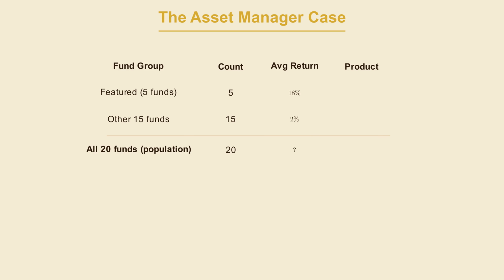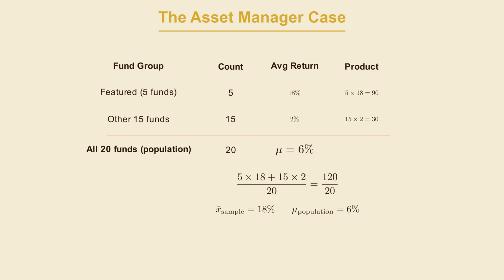She calculates the average annual returns across all 20 funds. That's the full population. The 5 featured funds average 18%, but the other 15 average just 2%. Working through it, 5 times 18 plus 15 times 2 divided by 20, that's 90 plus 30 divided by 20, a population mean of 6%. The sample mean of the 5 highlighted funds is 18%. The population mean is 6%. That's a 12 percentage point gap between what investors are being shown and what this manager actually delivers across its full book of business. This is survivorship bias in its most direct form.